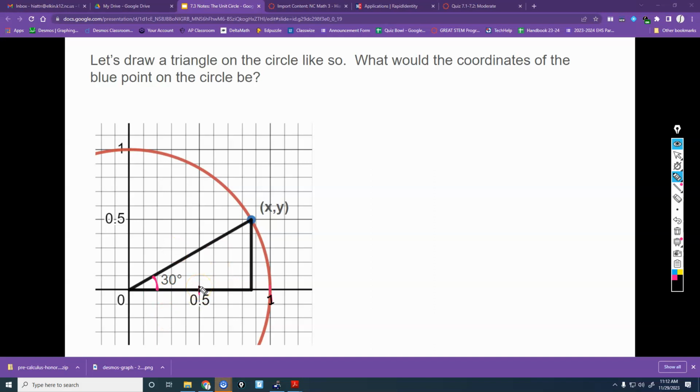Guys, quiet. All right. So we're going to draw a circle like this, and we want to know what would the coordinates of this blue point on the circle be.